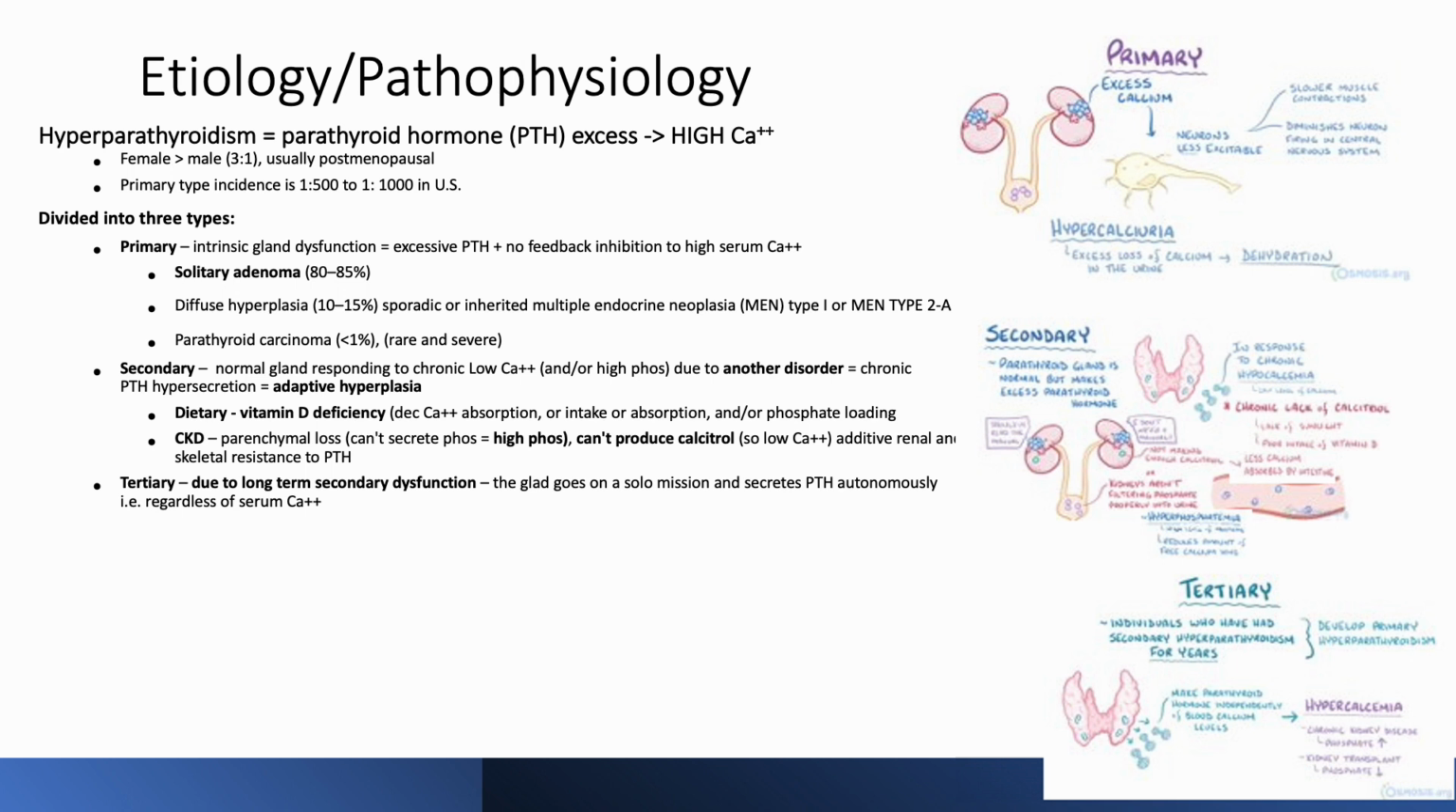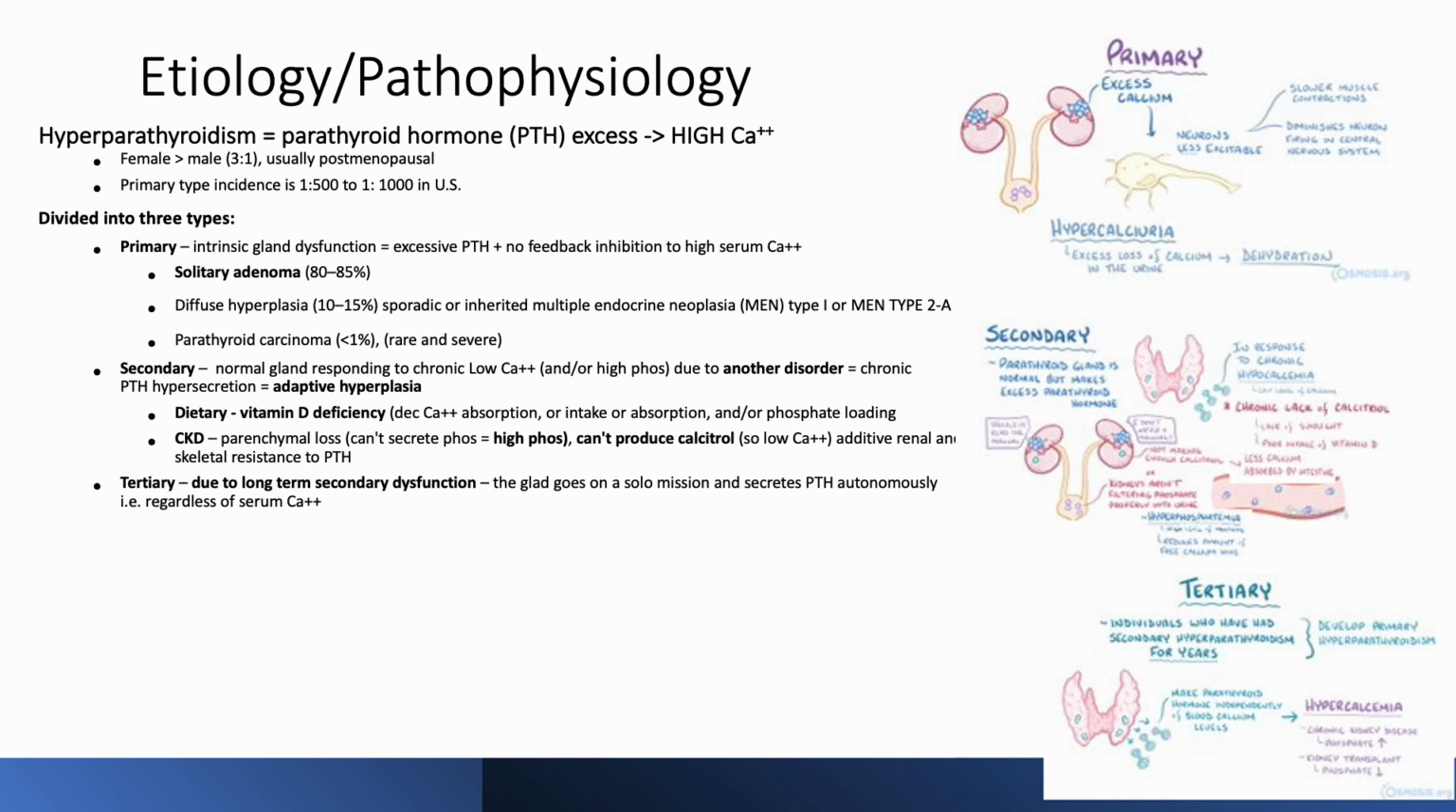There is a female predominance of the disease, usually 3-to-1 compared to males, and usually found in the postmenopausal state. It's not an uncommon disorder. In the U.S., it can be found in 1 in 500 to 1,000 people. And we divide this into 3 types of disease.